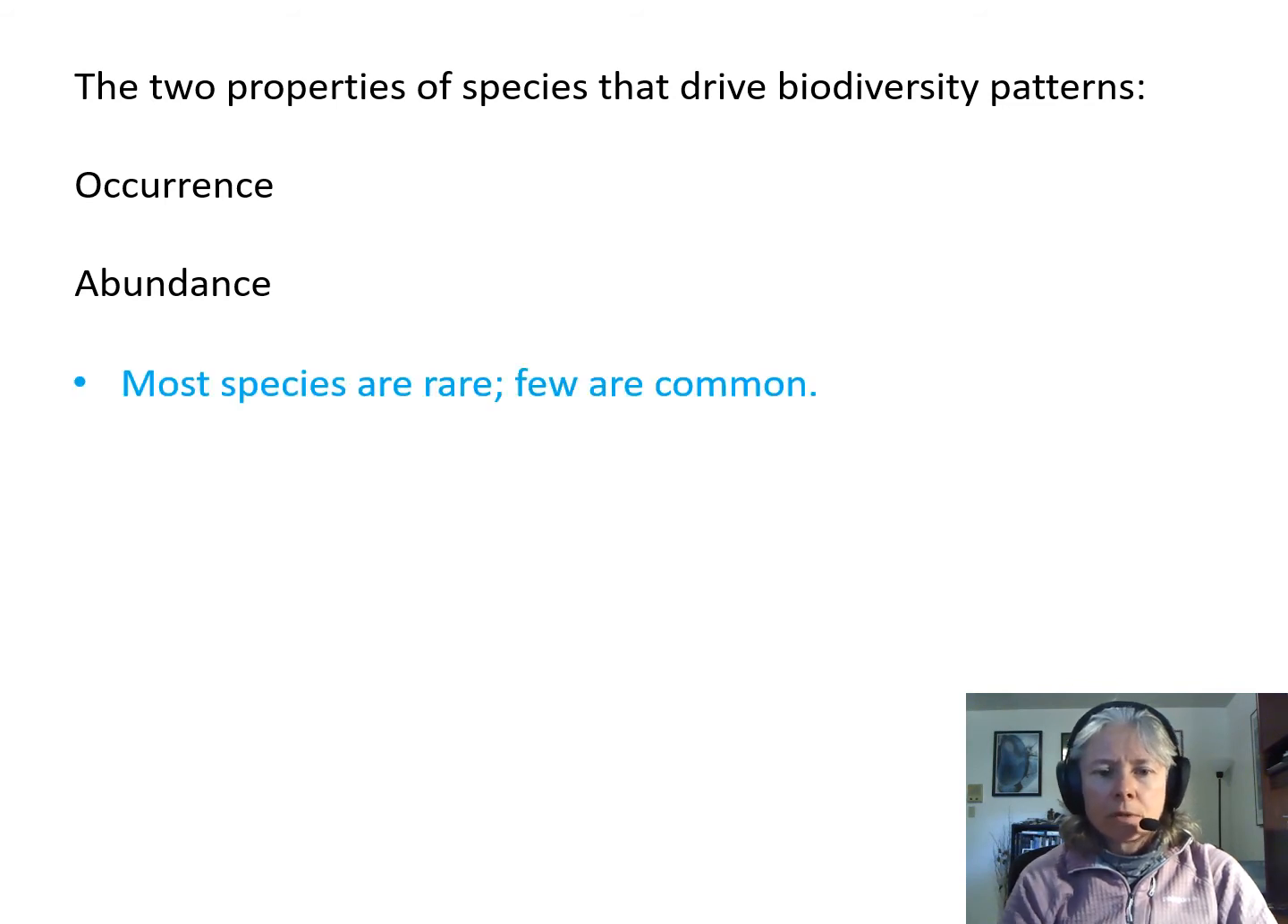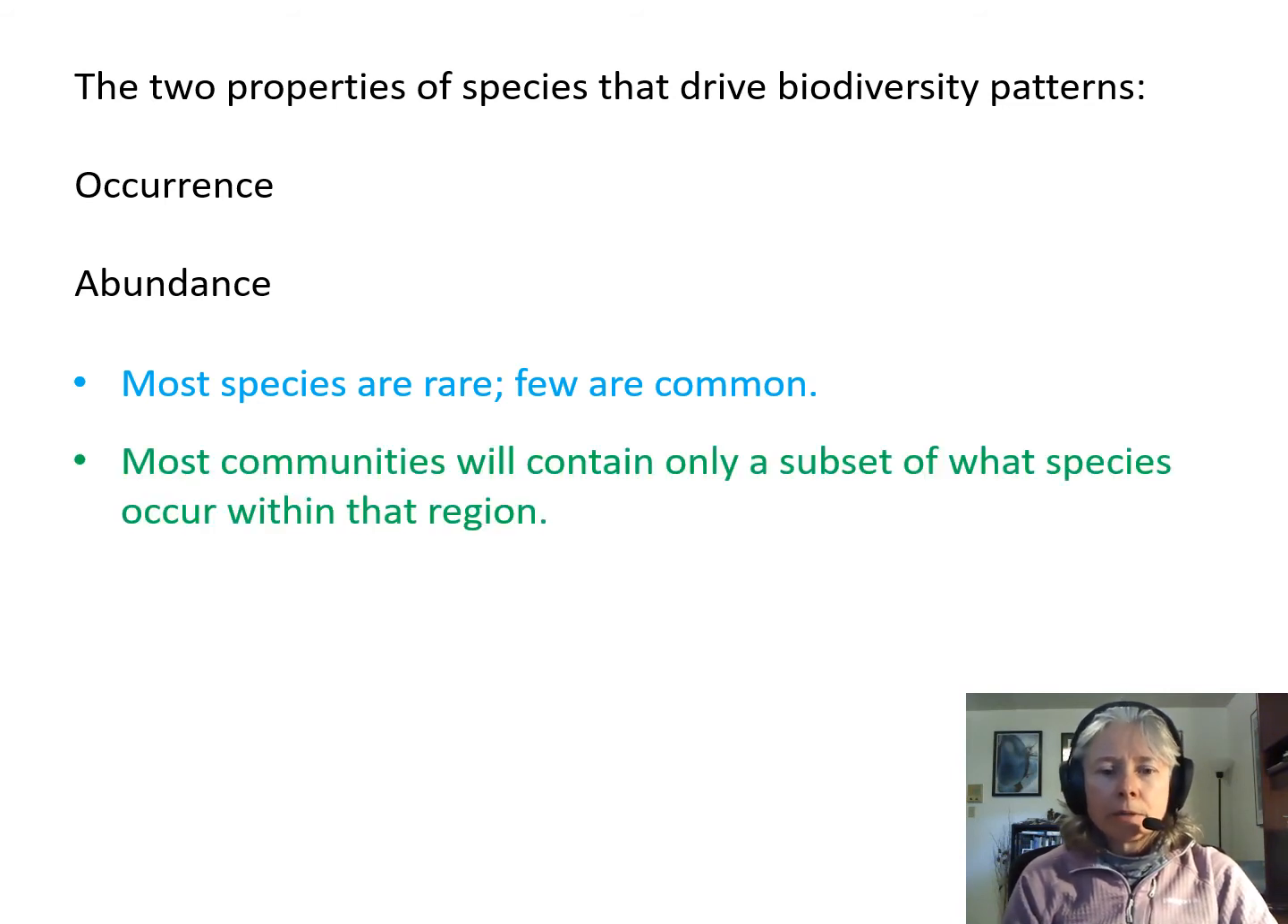First off, it's been noted that most species are rare, few are common. And this is true both in terms of occurrence. In other words, most species only occur at a few locations. Only a few species are very widespread in distribution. And it's also true in terms of abundance. That is, for most communities, most species are represented by only a few individuals. There are very few species that dominate the community in terms of number of individuals.